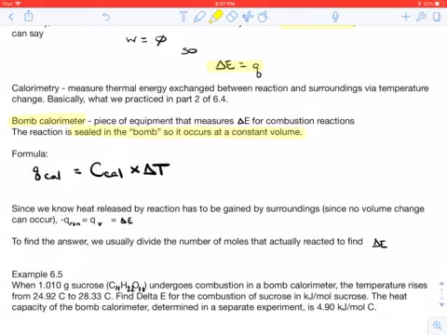And that gives us a formula, Q cal equals C cal times delta T. C cal is the heat capacity of the calorimeter. And this will actually have to be given to you because it'll always say it was done in another reaction. Delta T, as you recall, is T final minus T initial. Since we know heat released by the reaction has to be gained by the surroundings, negative Q of the reaction equals Q V equals delta E. And delta E is what we're interested in right now.